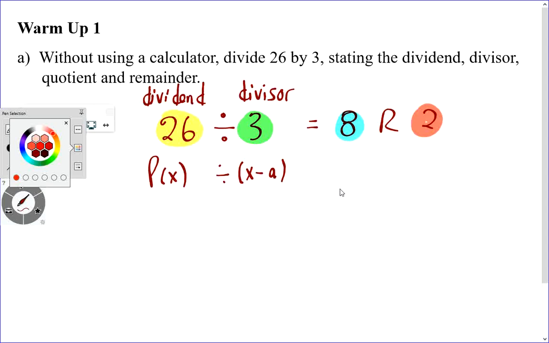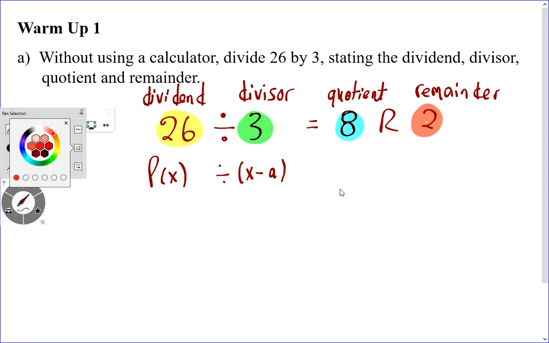Obviously, this is the remainder. And the result of division is called a quotient. But what is the relationship between those two numbers?